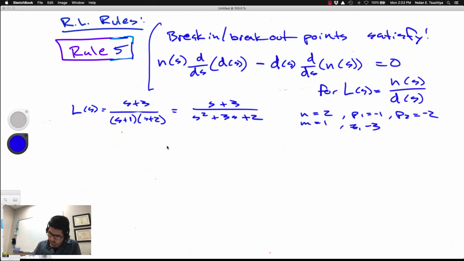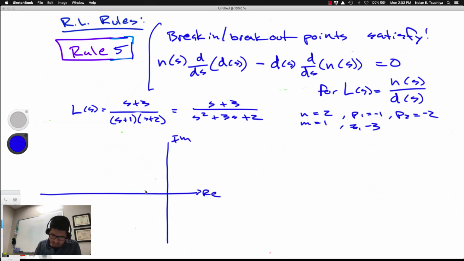What we see here is that on our S-plane, we have a pole at -1, a pole at -2, and there's a zero at -3. Okay, so that's -3, -2, -1.